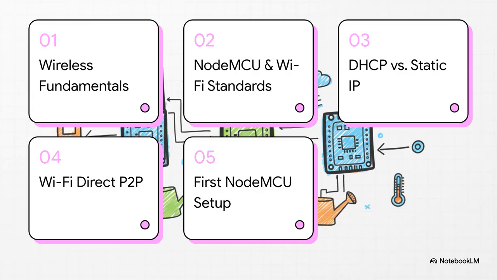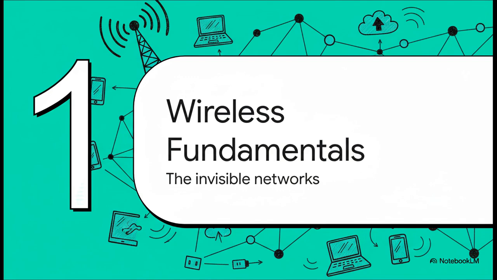So, here's the game plan. We're going to start with the big picture, the basics of wireless networks. Then, we'll zoom right in on the NodeMCU and its Wi-Fi capabilities. After that, we'll tackle how it gets its own unique address on a network, how it can talk directly to other devices, and then, the best part, we'll walk through getting your very own board set up and ready to go.